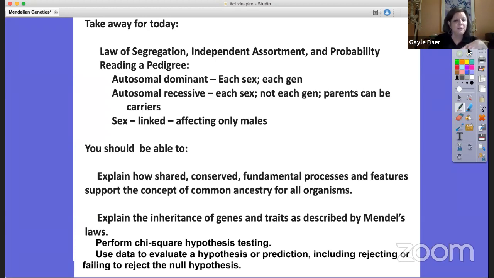You should also be able to explain how shared, conserved fundamental processes and features support the concept of common ancestry for all organisms. Explain the inheritance of genes and traits as described by Mendel's laws. Perform chi-square hypothesis testing. Use data to evaluate a hypothesis or prediction, including rejecting or failing to reject the null hypothesis.